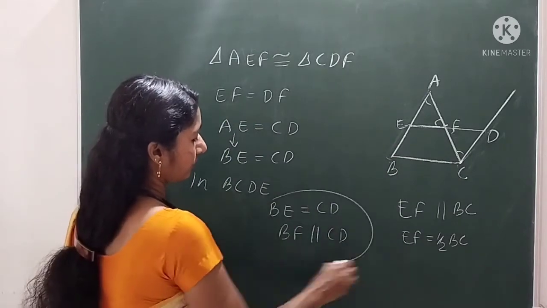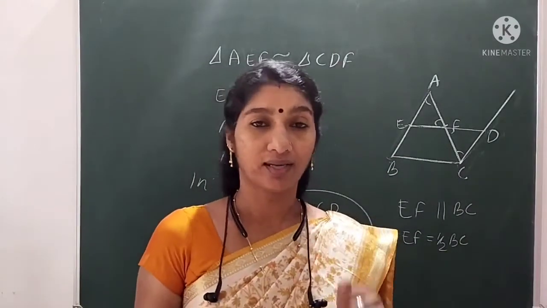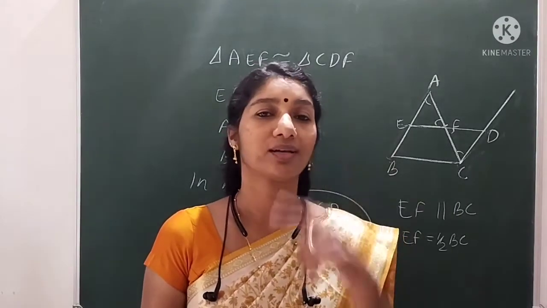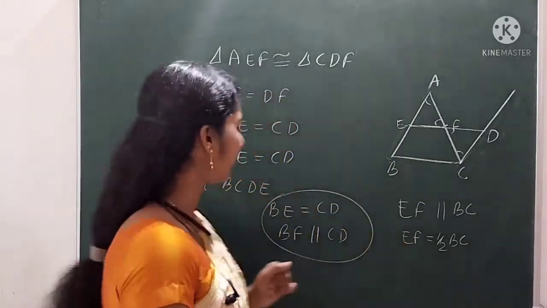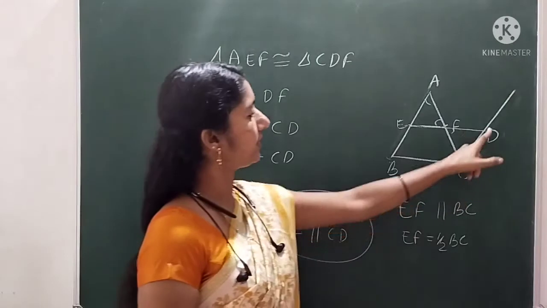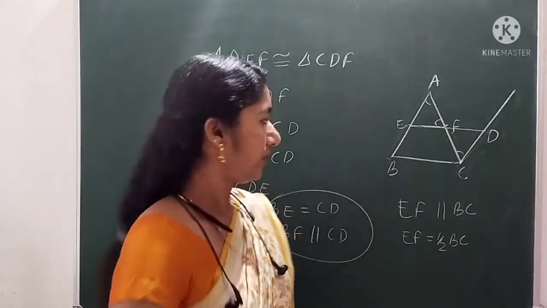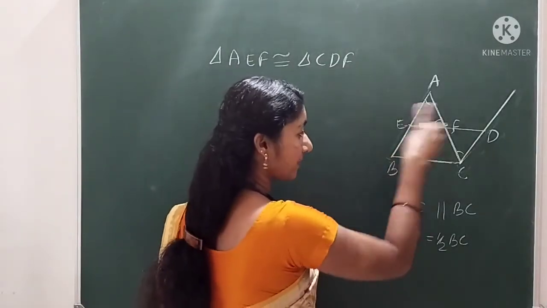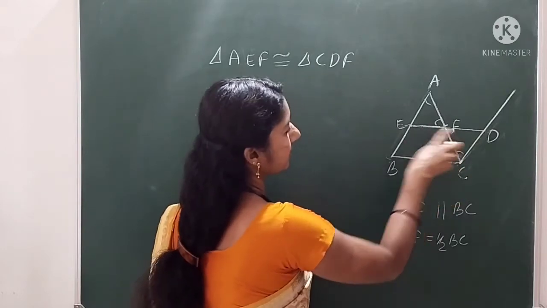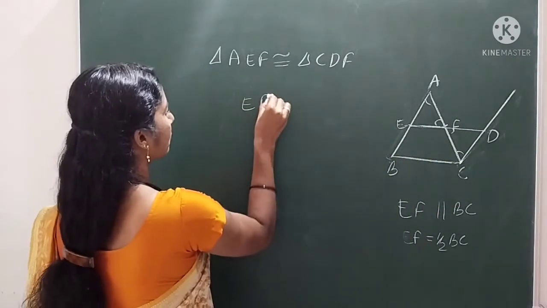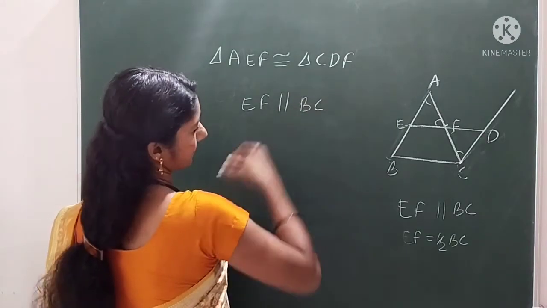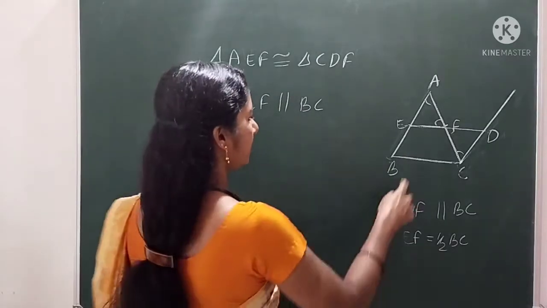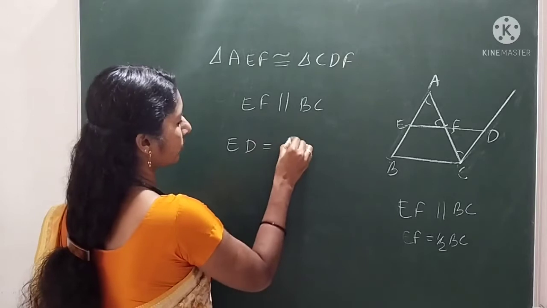Now we studied one theorem. In a quadrilateral, if one pair of opposite sides is equal and parallel, that quadrilateral will be a parallelogram. So we can say BCDE is a parallelogram. Since it is a parallelogram, we can write ED is parallel to BC. ED means EF, the same line segment. So we are getting EF parallel to BC. And in this parallelogram, opposite sides are equal, no? So we can write ED is equal to BC.